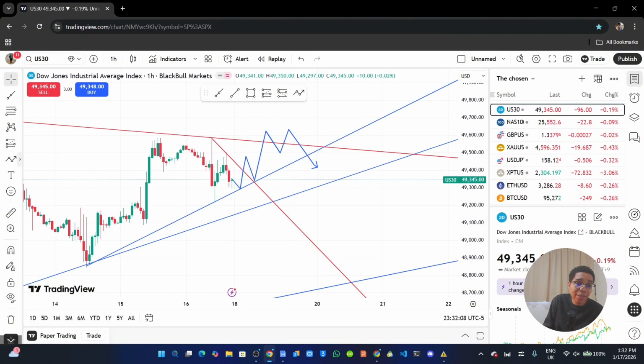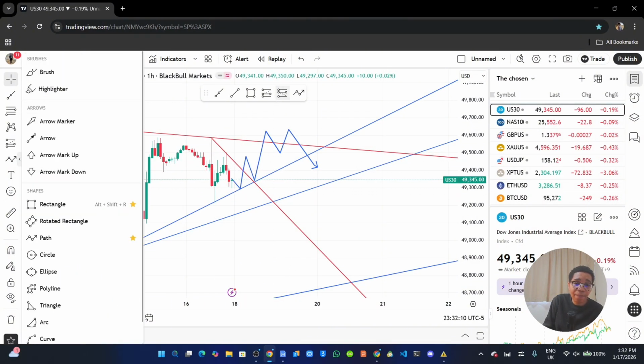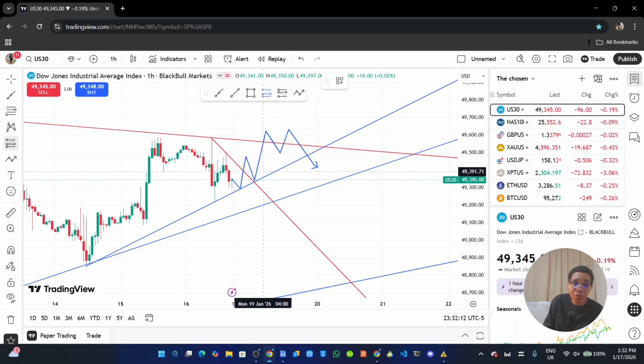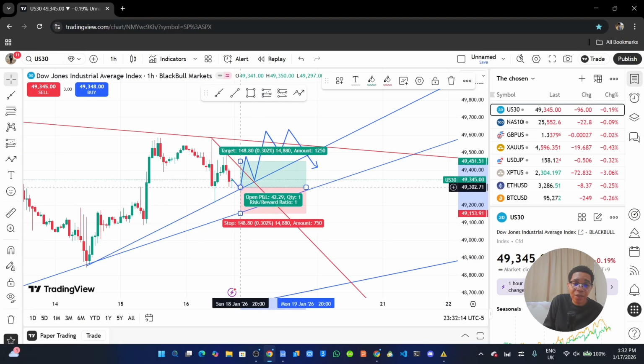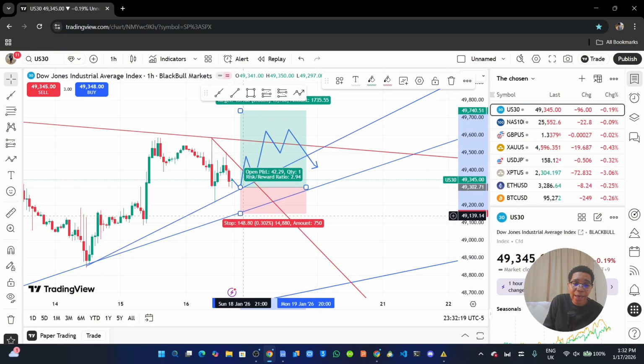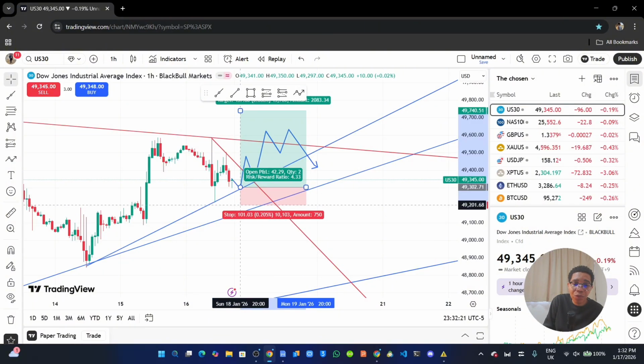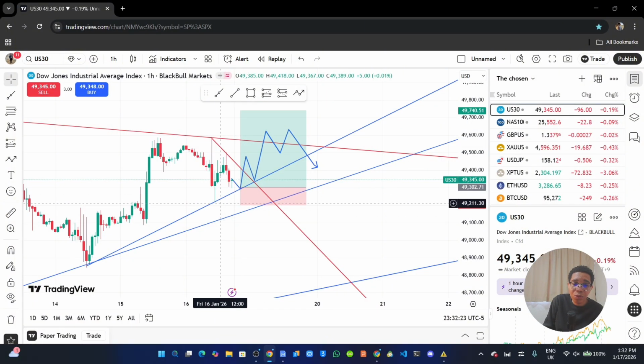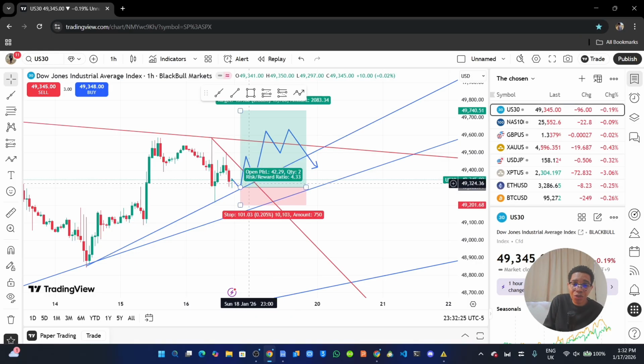So we're saying that price has to come here. We're looking for a long position, right? Price has to come all the way here. We enter our market here, put a take profit somewhere about there, and our stop loss just below this, just below this structure and this trend line.